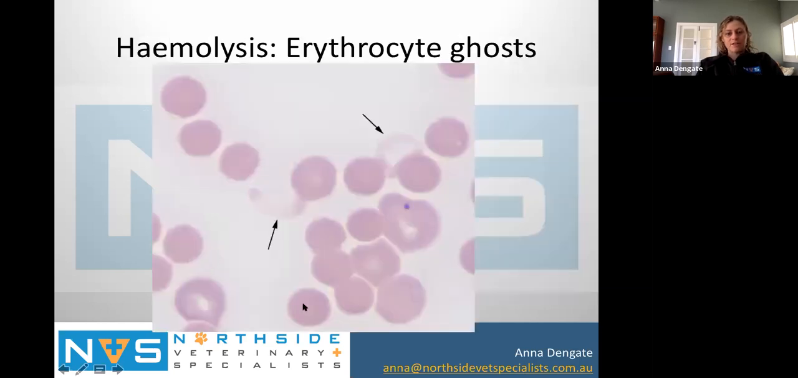So looking at the red cell morphology changes that we might be able to see in-house to show evidence of red cell lysis or hemolysis, erythrocyte ghosts are a big one. So you can see they're very clearly ghosts, very descriptive term. And you can see also in this sample, there's some spherocytes and some unhappy looking red cells that look like they're losing their volume.